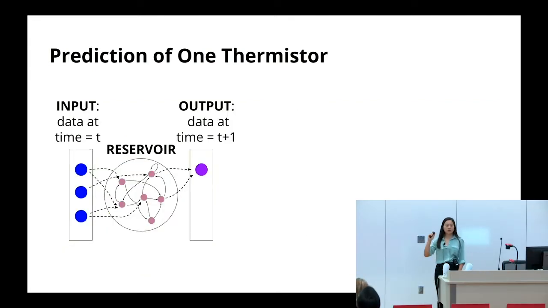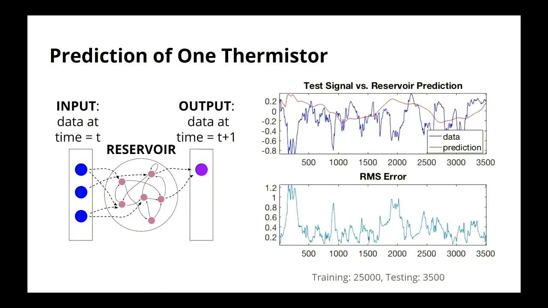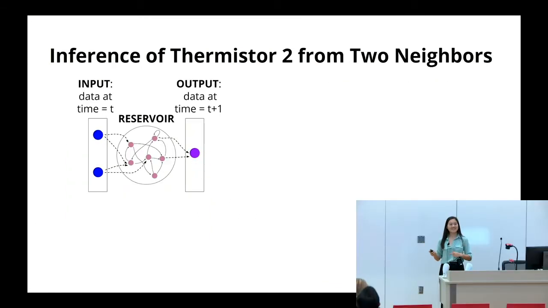Now the reservoir computing part, which is the machine learning method that I'm using. I first tried training my reservoir on data from 3 thermistors and then trying to predict one. As you can see, red is prediction, blue is the real data. It's not so great. So for a new task, I am training the reservoir on thermistors 1 and 3 and then trying to infer the temperature at the middle thermistor from 1 and 3.